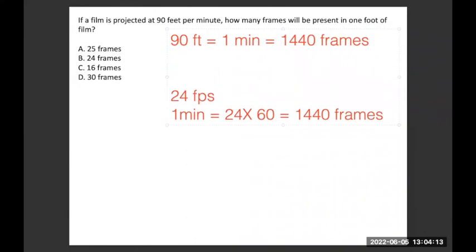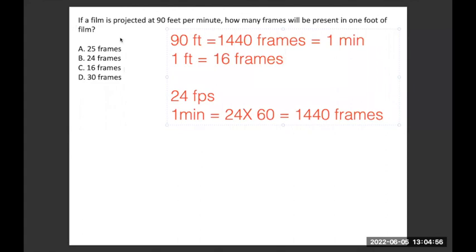So can you count from this information how many frames will be present in 1 foot? If in 90 feet 1440 frames are present, then in 1 foot, how many frames will be present? Can anybody tell me? 1440 upon 90? 16 frames. So the correct answer is option C, 16 frames.